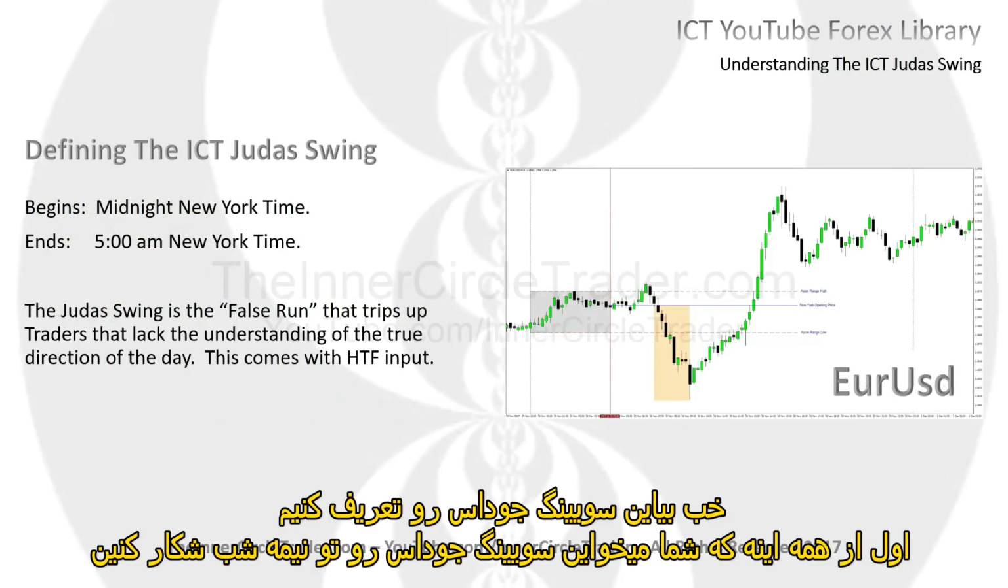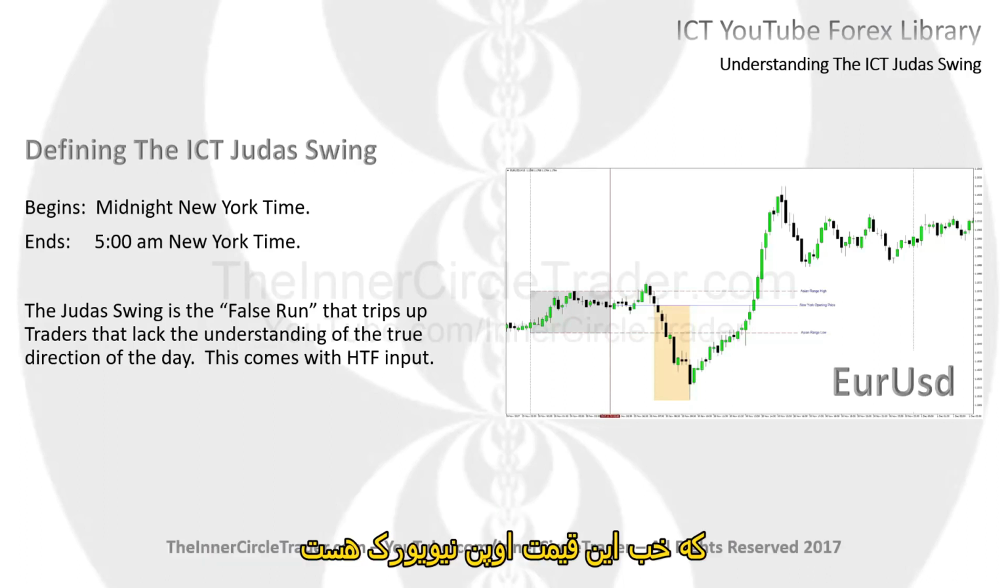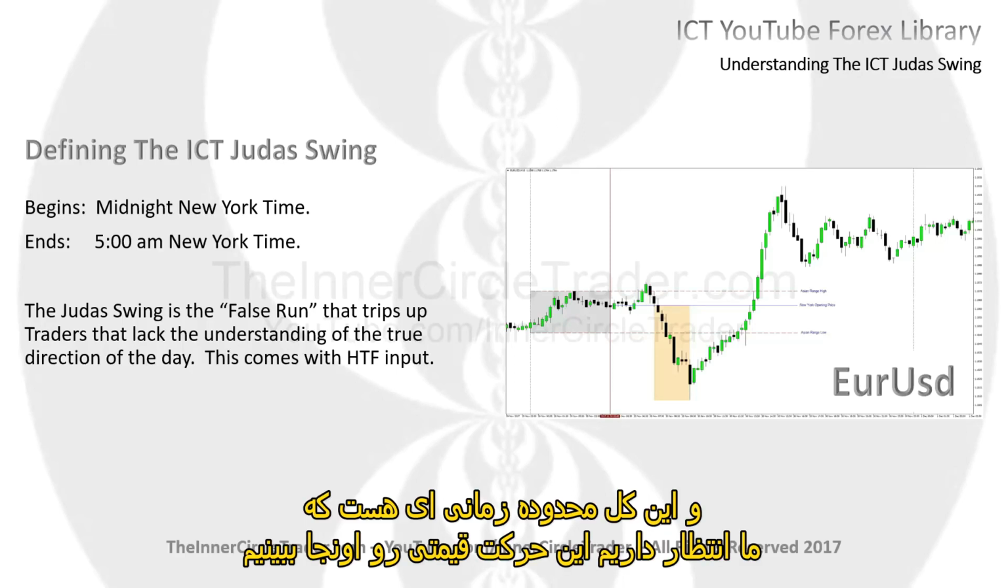Okay, so let's define the ICT Judas swing. First and foremost, you start hunting the Judas swing at midnight New York time. So this is the New York opening price, and it ends at 5 a.m. New York time. That's basically the entire 5-hour window that would be utilized for anticipating this price move.